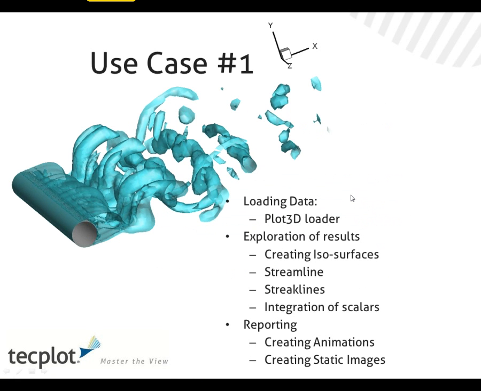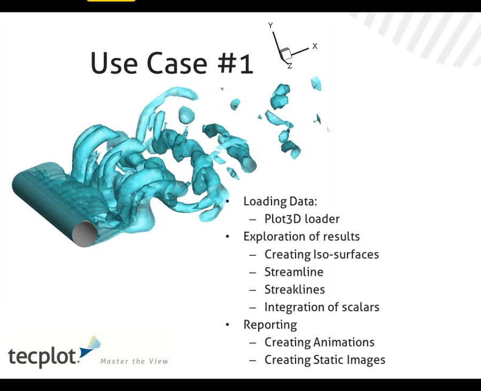Okay, so we're going to move into the two use cases, and we're going to start with a very common test case used for validating turbulence models. This is simple flow over a cylinder. Now this is a 3D result, and we'll show you the 3D nature of it here in a moment. We'll talk briefly about loading the data from Plot3D, although we aren't going to actually load the data. We'll start with the layout, and we'll talk about that in a moment.